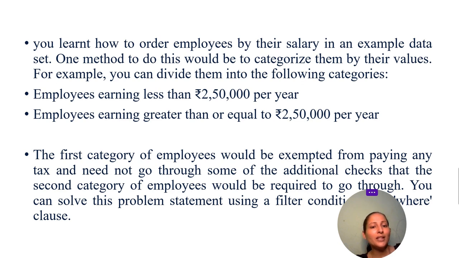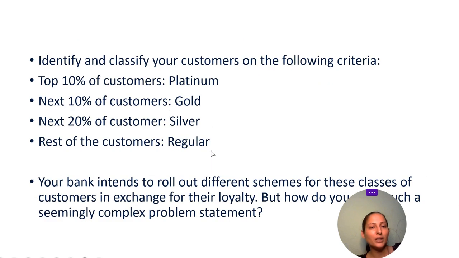So the first category is showing that the employee would be exempted from paying any taxes and need not go through some additional checks. In the second category, you can see that employees would be required to go through some taxation system by the government. So you can solve such kind of problem in your database by using the WHERE condition, by using a filter condition.